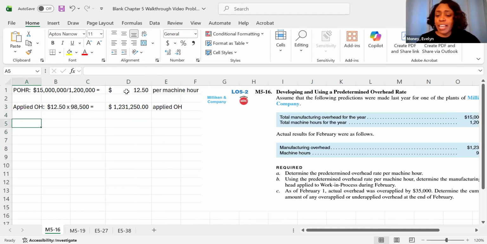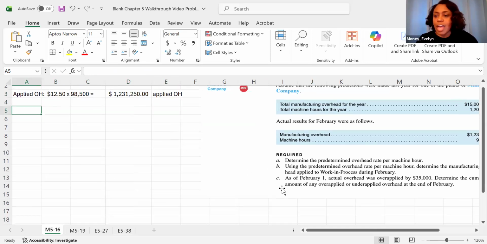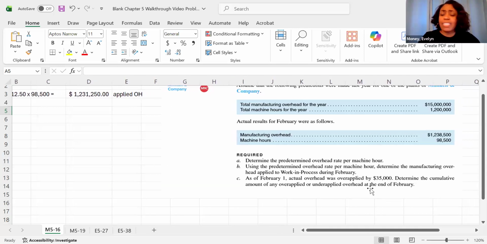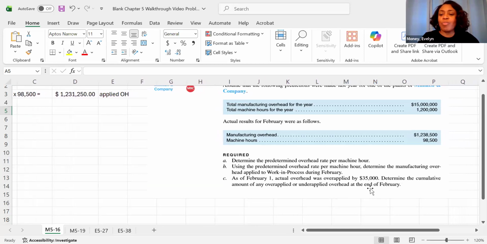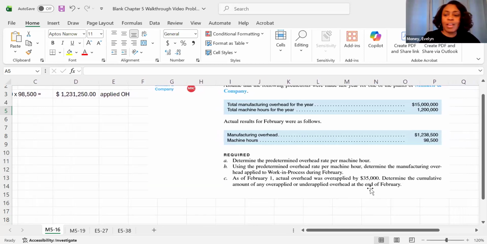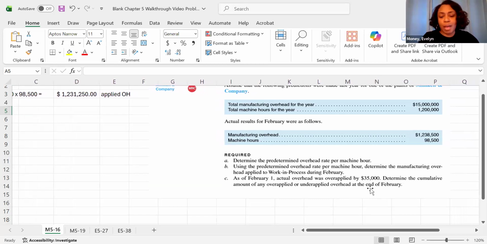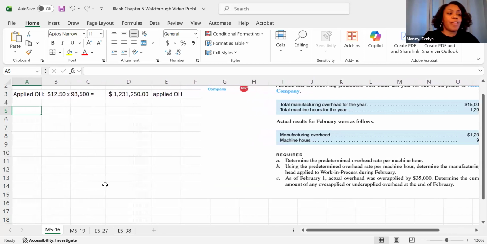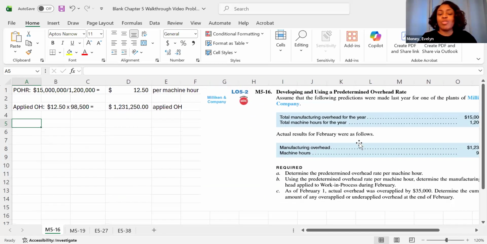When we get down to part C, it is time to determine the over or under applied overhead. As of February 1, actual overhead was over applied by $35,000. We need to determine the cumulative amount of over or under applied overhead at the end of February. The first thing we need to do is find the over or under applied amount for this month, and then we'll look at what it was as of February 1st to determine the cumulative effect.